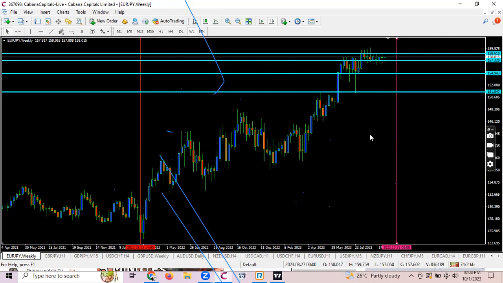Personally, I cannot buy Euro JPY at this current market price. It does not make sense. That's not a good investment. You could be trapped if you buy.